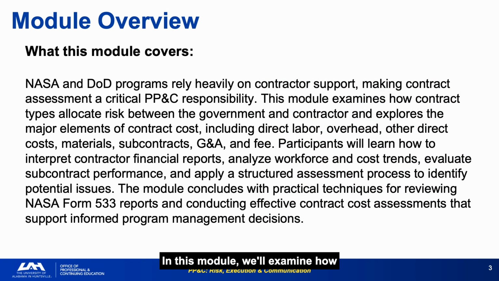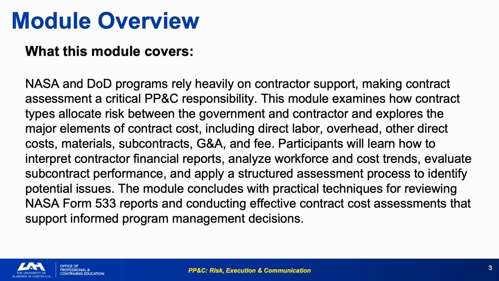In this module, we'll examine how contract assessment helps PP&C professionals evaluate program performance and financial health. We'll explore how different contract types allocate risk, review the major elements of contractor costs, and learn how to interpret financial reports and workforce trends. We'll also discuss subcontract performance and practical techniques for assessing contractor data, enabling you to identify potential issues early and provide meaningful recommendations that support informed program management decisions.